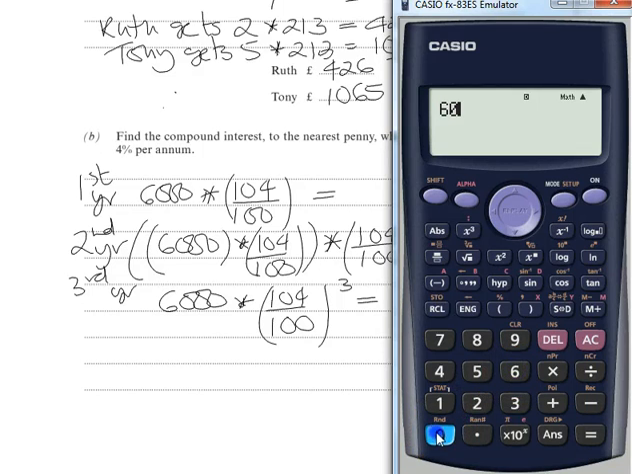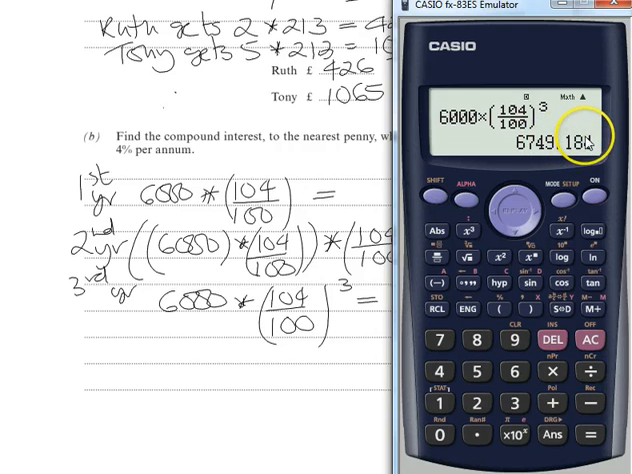So it's £6,000 times, now I'll put a bracket and I want 104. Well, I'm going to write it as a fraction because it looks better, easier on the eye. 104 over 100. Okay, that's good. And then let's go back to ground level, put a bracket, and it's 6,000 times that cubed, wasn't it? So let's do a cube. Let's press equals.